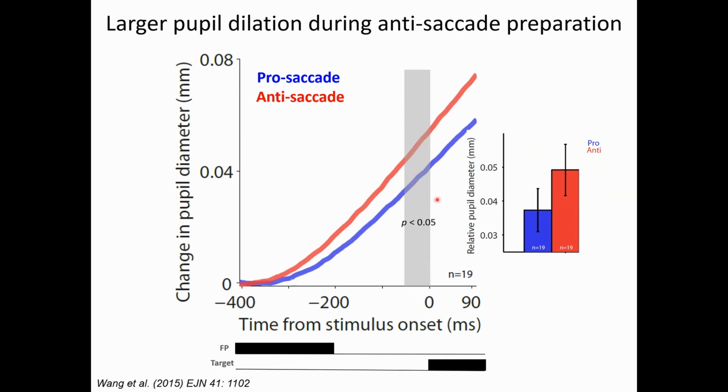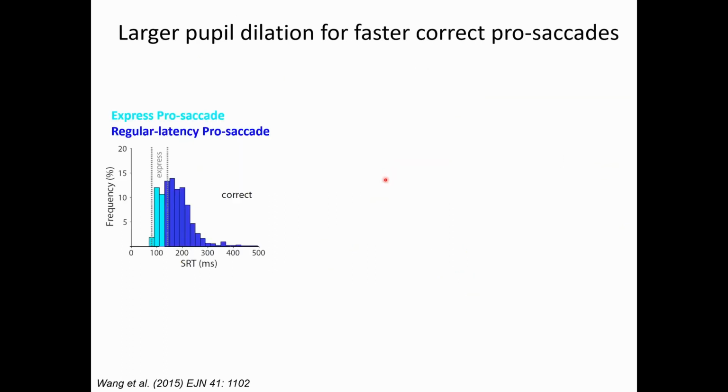And even better, Josh went on to show when these subjects made direction errors, the amount of this dilation was reduced so that it was more comparable to what we got on the pro-saccade trials. So in other words, we can measure at this moment in time on the pupil and get a readout of what's going to happen with anti-saccade behavior, which means the signals are being carried over to the other effector.